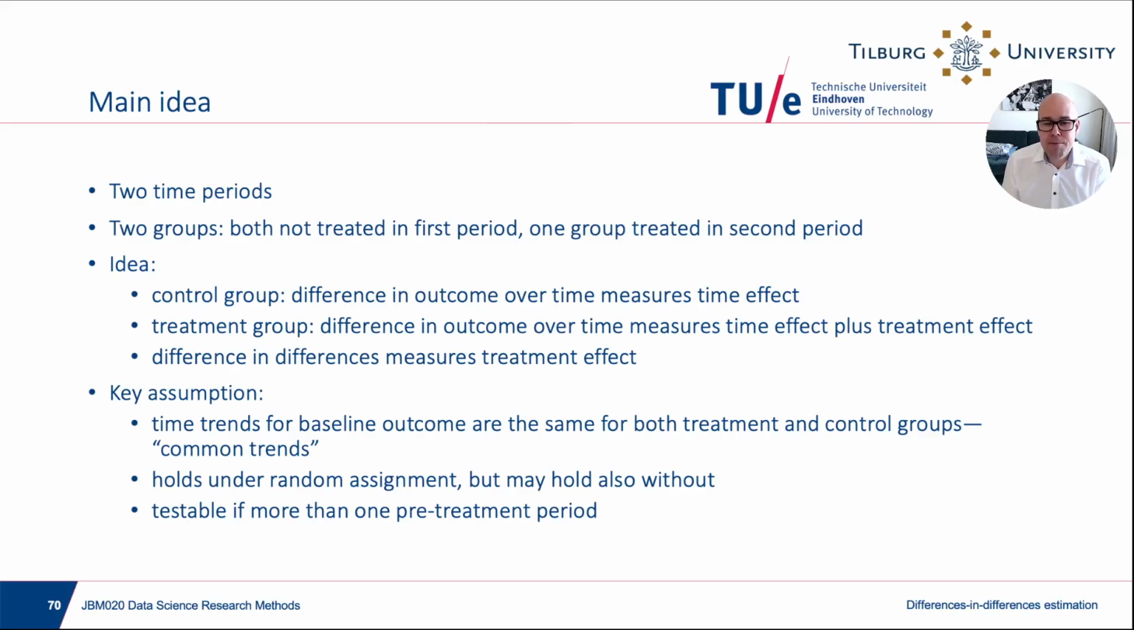What is the key assumption that we need to make for that? The key assumption is that the time trends for the baseline outcome are the same for treatment and control group. And this is called the parallel trends or common trends assumption.